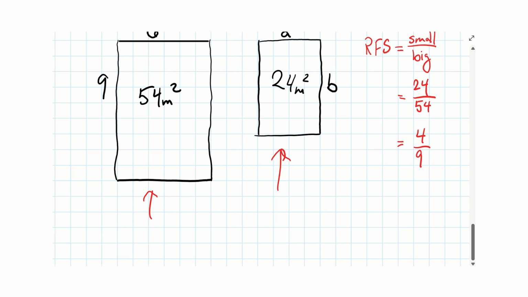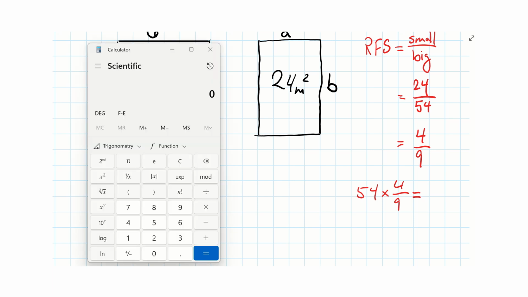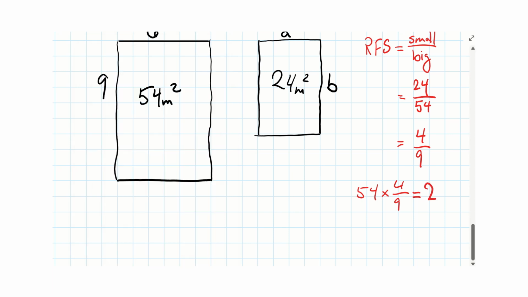And we could check our work here. Let's check our work real quickly. I'm going to go 54 times 4 over 9. And we would expect for that value to give us 24 meters squared, right? Because I've come from here to there. I want it to give me 24 meters squared. I've pulled up my handy dandy calculator here. I'm going to go 54 times 4 divided by 9 equals, what do you know, 24 meters squared. So we've definitely figured out the scale factor, okay?